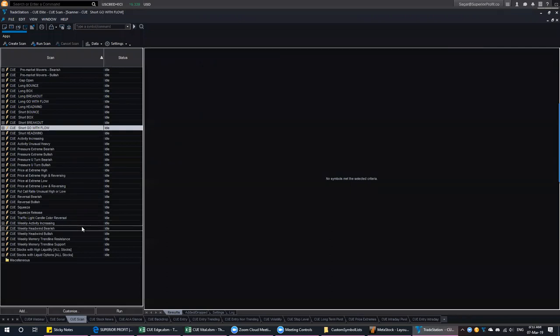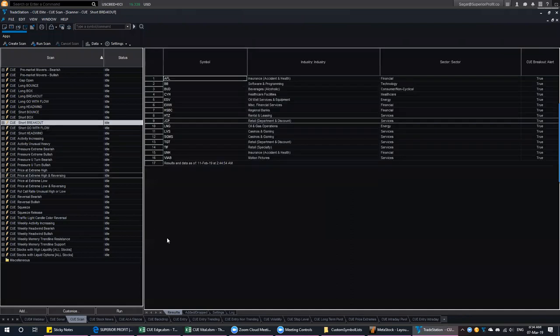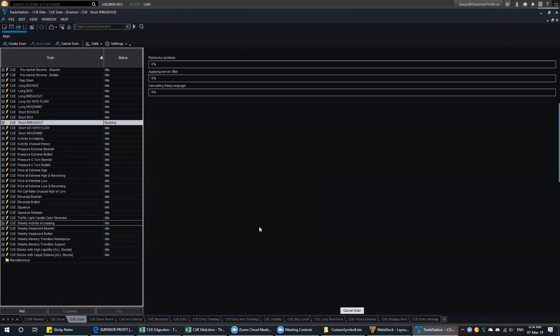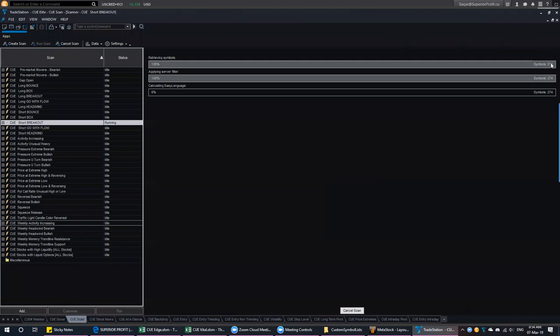Now, on the list of stocks with liquid options, let's look for a short breakout because the market is weak. And you will see now it is running on the 275 stocks that have liquid options. It is not running on our default Q scan symbol list. I think that was delivered as S&P 500 stocks, something like that. I'm not sure.